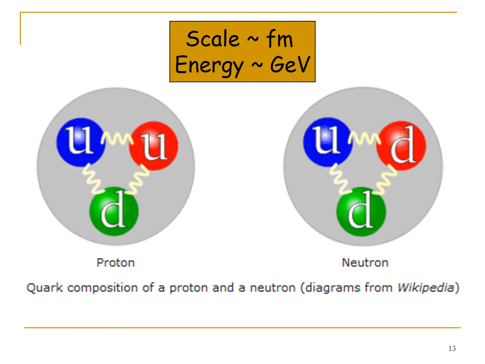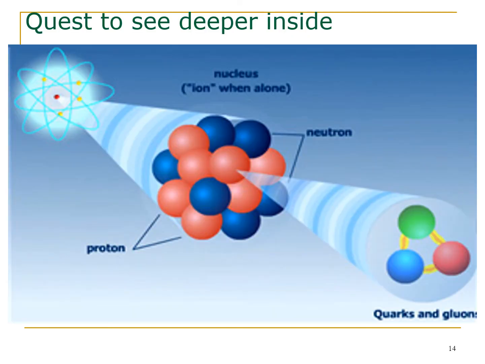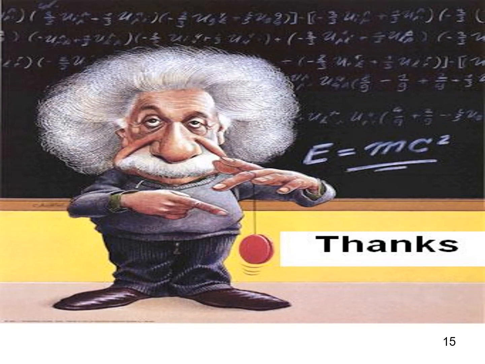Mind it, here the dimension scale is of the order of Fermi, that is, the distance scale is of the order of Fermi, and the energy scale is of the order of GeV. The voyage of mankind to see deep inside matter is very, very fascinating. As we move from crystal to molecule, from molecule to atom, from atom to nucleus, from nucleus to nucleons, we find that still the matter is not indivisible. And the nucleons are composed of still smaller entities. Those are called quarks. Thanks a lot.